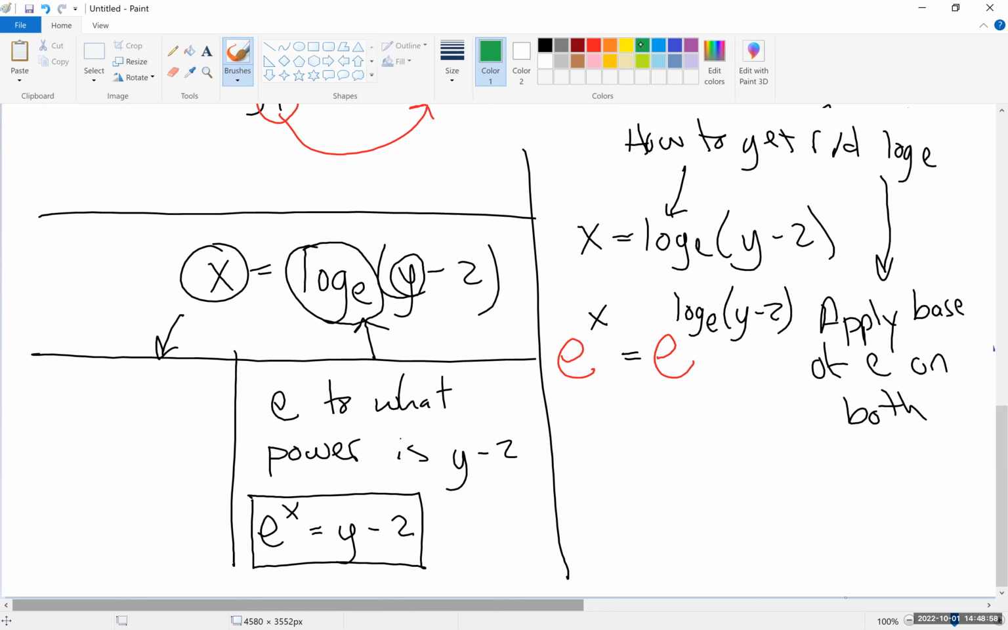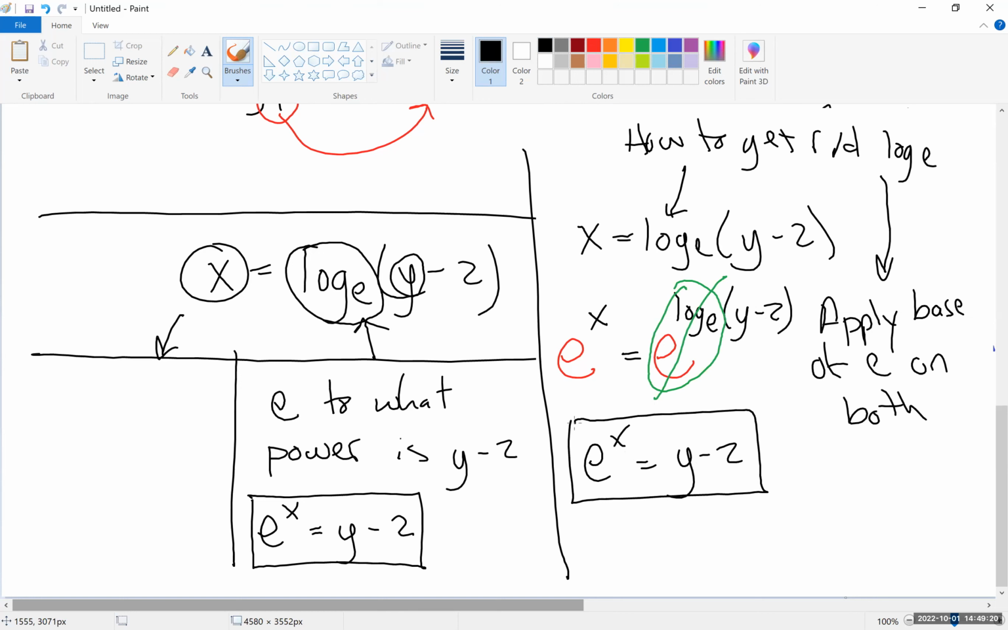What happens? Well, on the right side, e raised to the log base e power cancels each other, just like multiplication and division cancel each other. Exponentials and logarithms cancel each other. And on the left side, nothing changes. It's e to the x equals y minus 2. This is how we solve if it was addition, subtraction, multiplication, division.